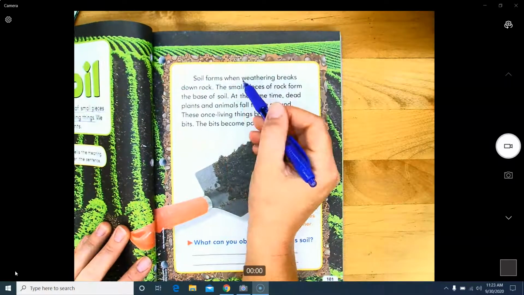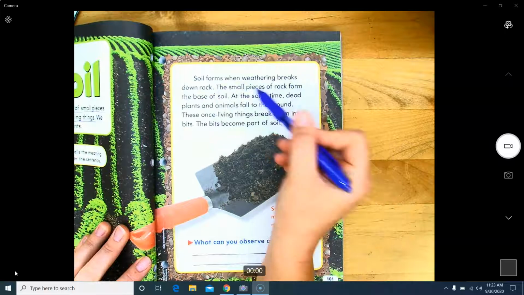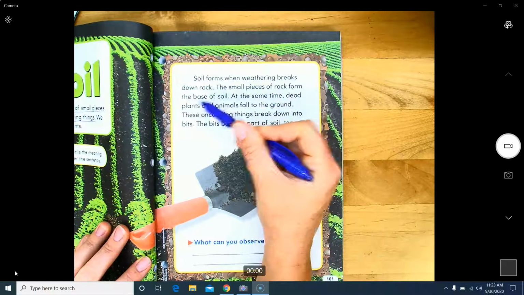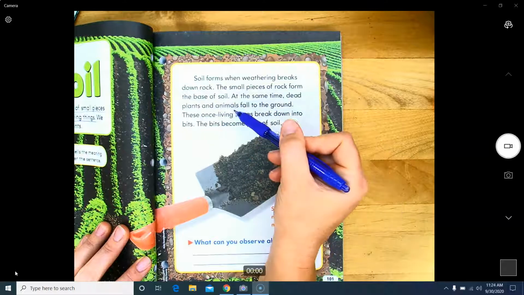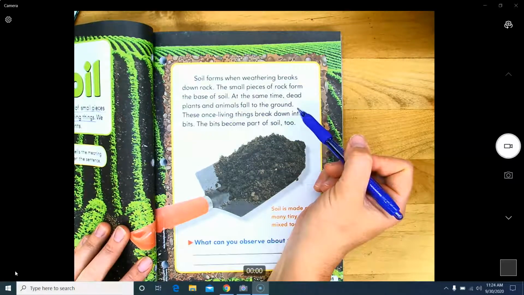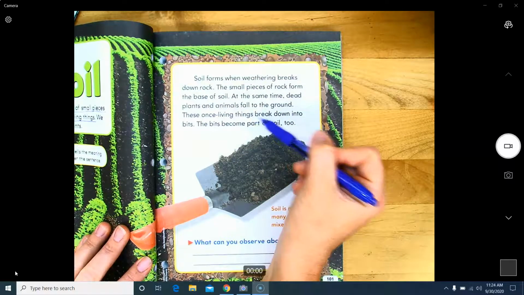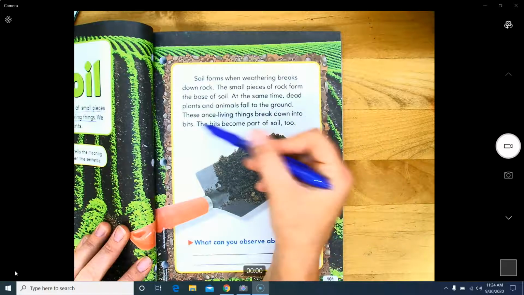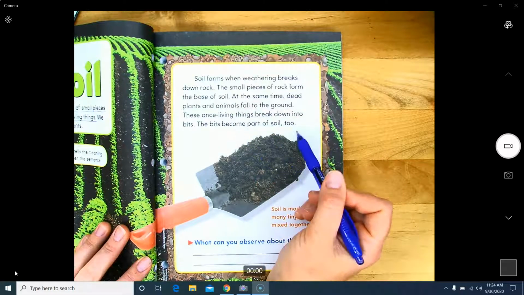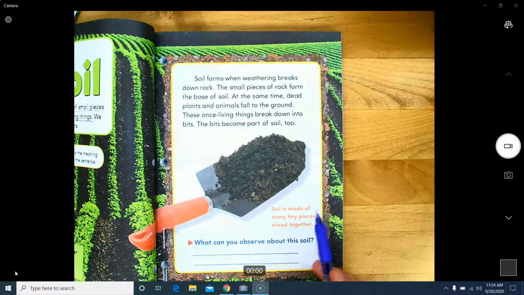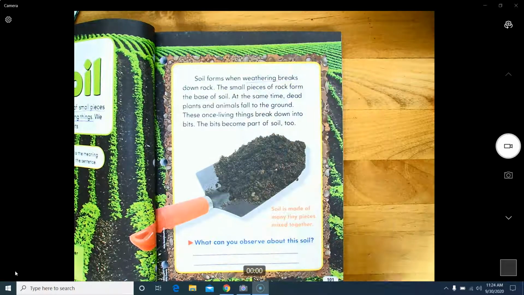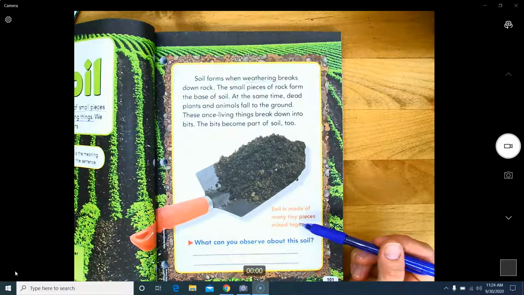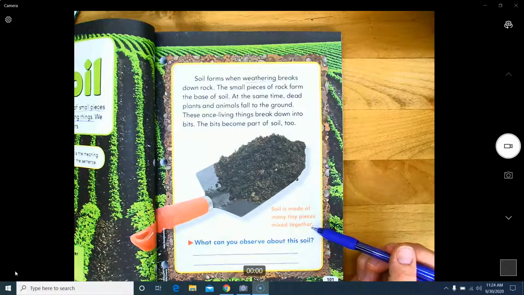Soil forms when weathering breaks down rock. The small pieces of rock form the base of soil. At the same time, dead plants and animals fall to the ground. These once living things break down into bits. The bits become part of the soil too. We learned about weathering the other day when we started the lesson on rocks. Soil is made up of many tiny pieces mixed together.